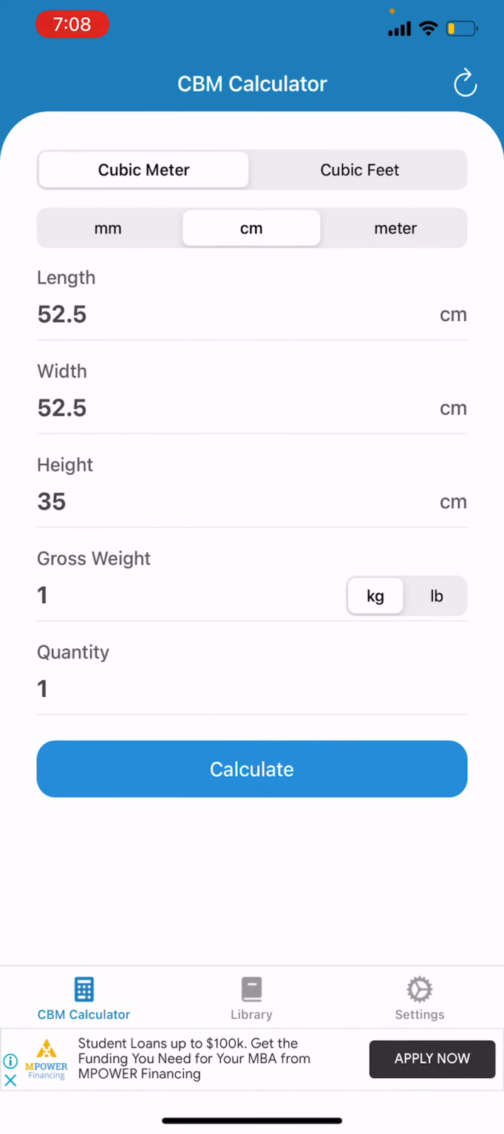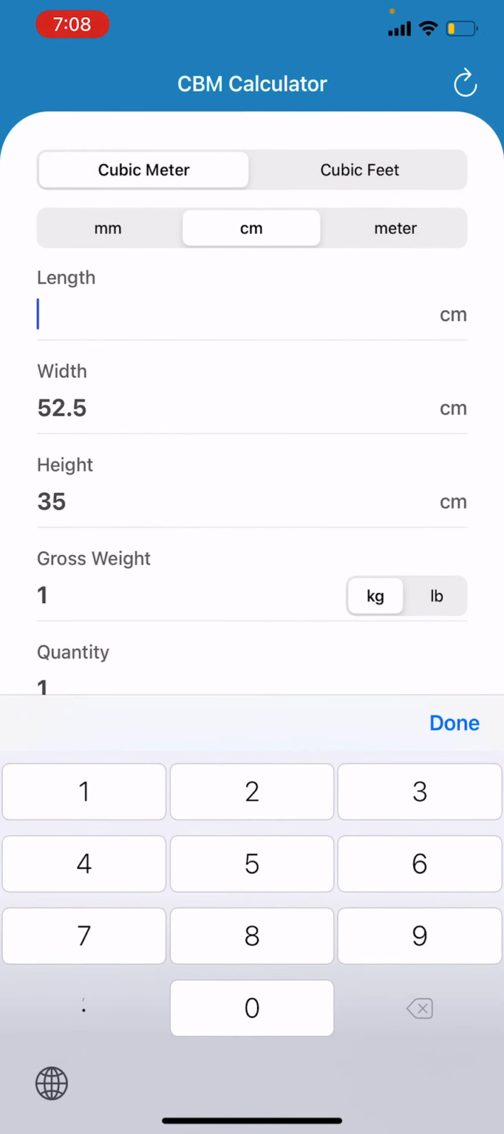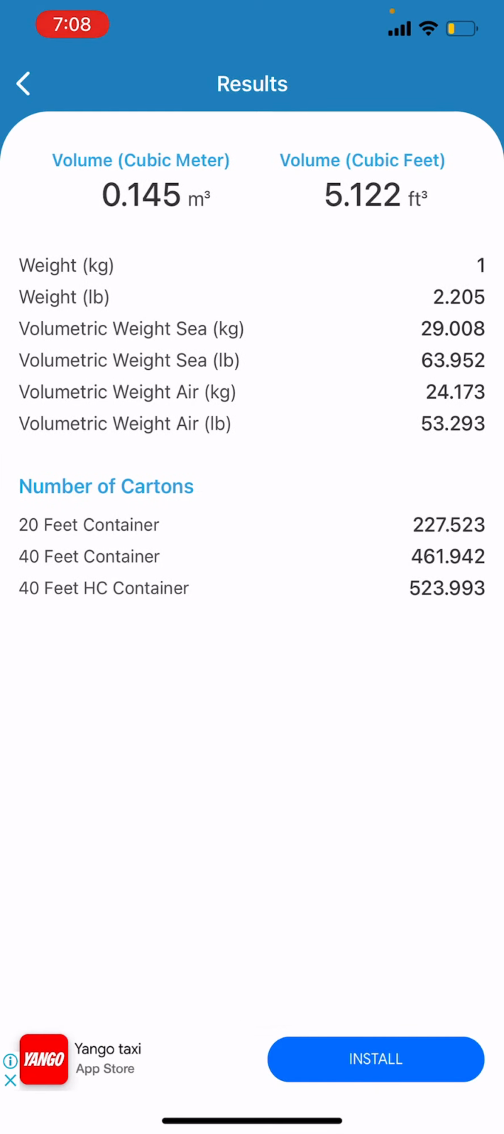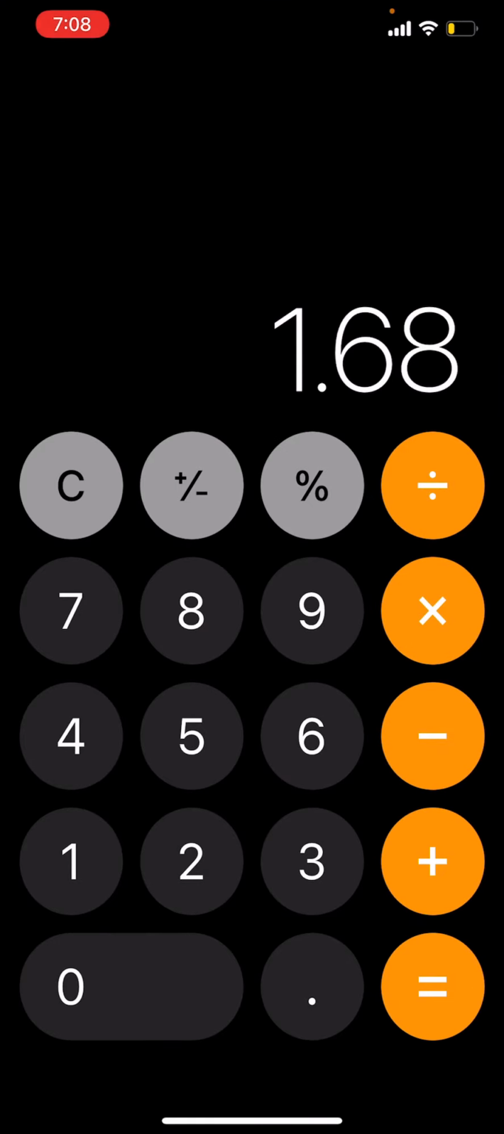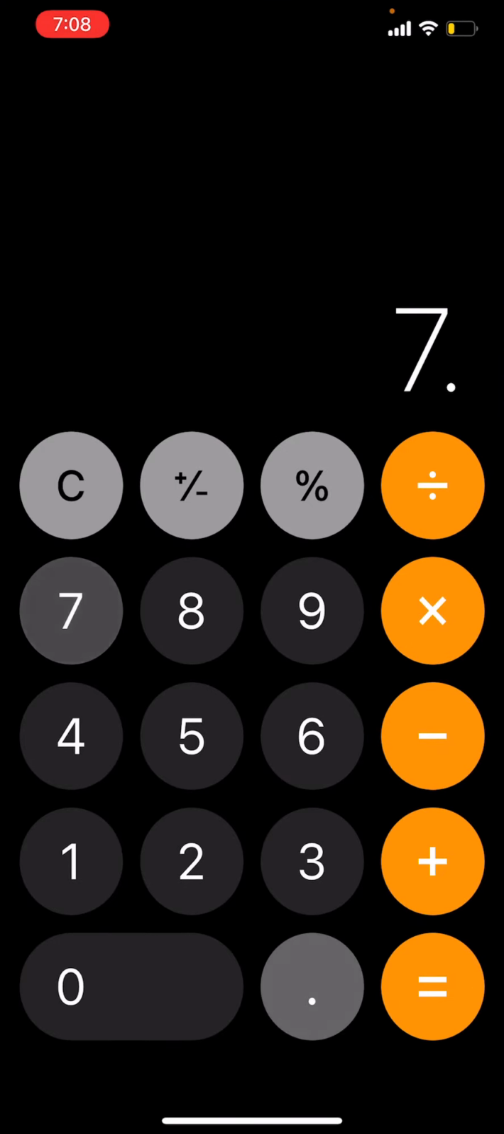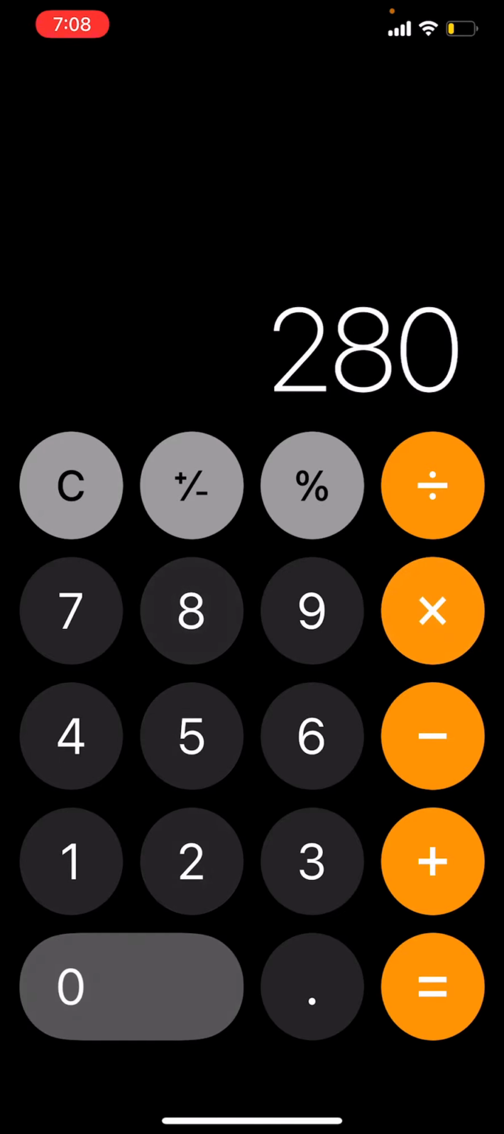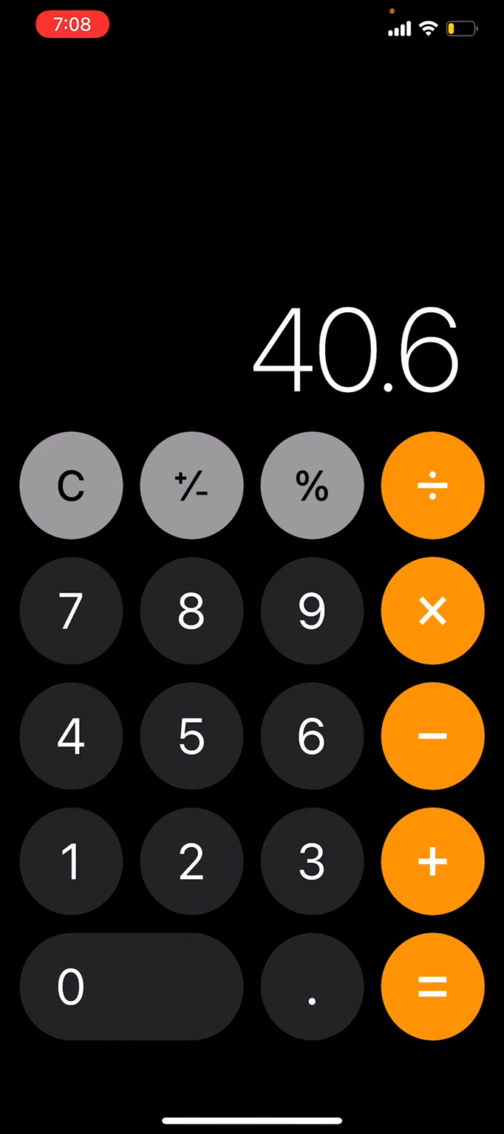In centimeters, 70 by 37 by 56. This is 0.145 CBM. It's a big carton, bigger than the air fryer carton, which contains 4 air fryers. So 0.145 times 280 is $40.6. This is the shipping cost the person will be paying for this carton.